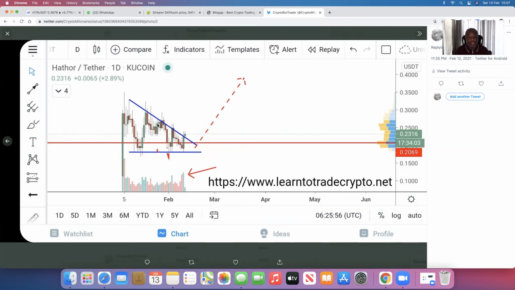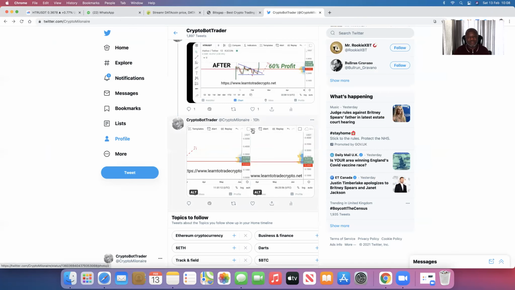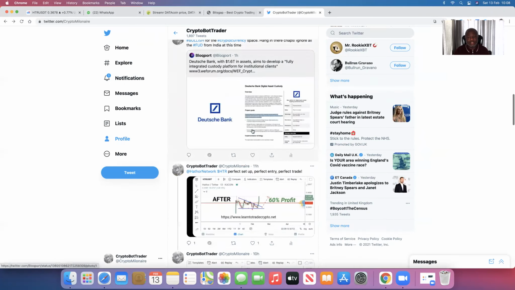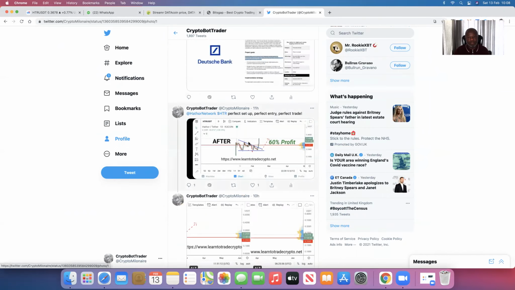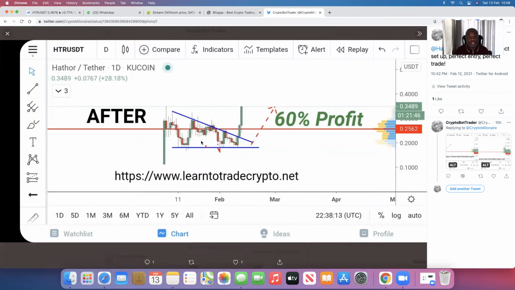Daily time frame, you can see this flag forming, okay? This flag was just forming, and I knew this was going to break out in this direction, up to around the 4-cent mark, okay? And lo and behold, after 4 days, what we had was this chart which I have now screenshotted. This was yesterday. Today is the 13th of February 2021, and I posted this one yesterday.